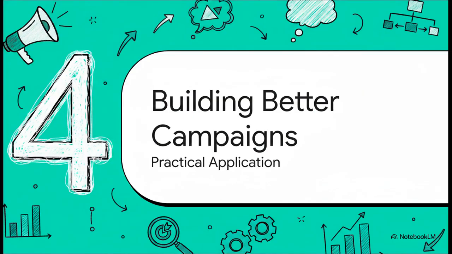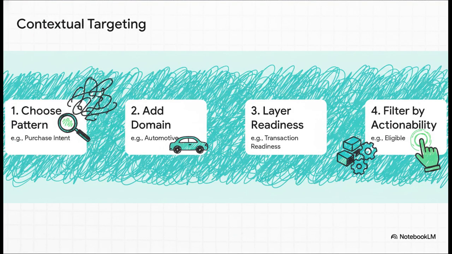Okay, so this is where the rubber meets the road. Let's get super practical. How can you, as a strategist, take this framework and actually use it to build better campaigns and better deals? It actually becomes a really clear step-by-step process. You're not just throwing a campaign at the broad topic of automotive anymore. Nope. Now you can layer these dimensions. You start with the intent pattern, say purchase intent. Then you add the domain, automotive. Then you layer on commercial readiness, like transaction readiness. And finally, you filter by actionability to make sure the signal is eligible. See? It's so much more precise and way more powerful.